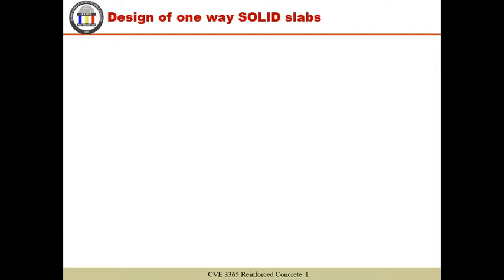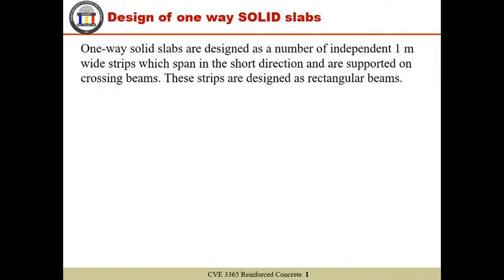How should I design the slab? Design of one-way solid slab. How should I start it? Guys, when you design the solid slab, just take a strip. One-way solid slabs are designed as a number of independent 1 meter wide strips, which span in the short direction and are supported on crossing beams. These strips are designed as rectangular beams.